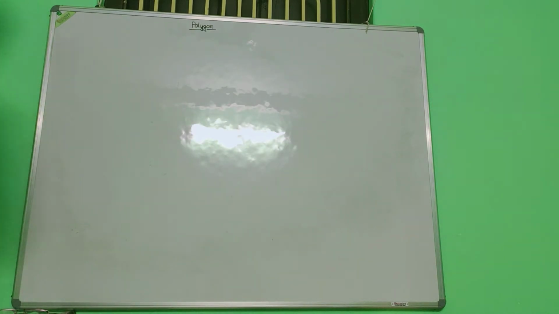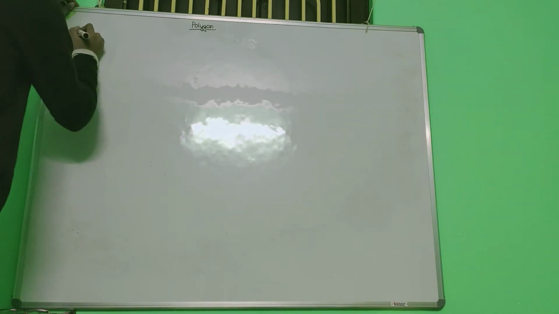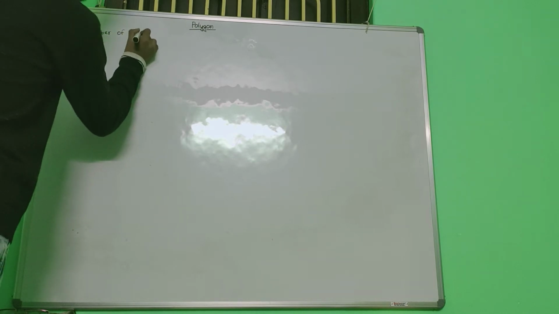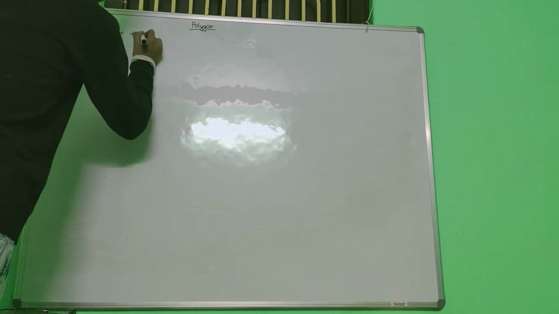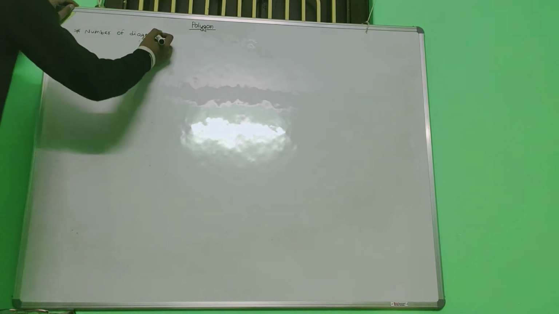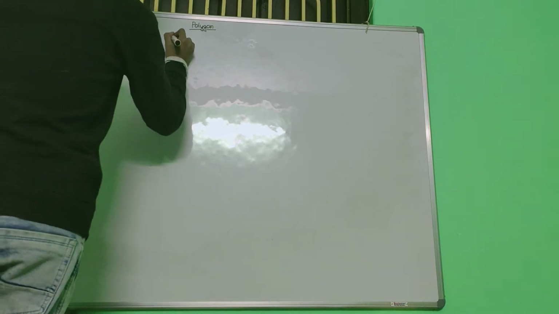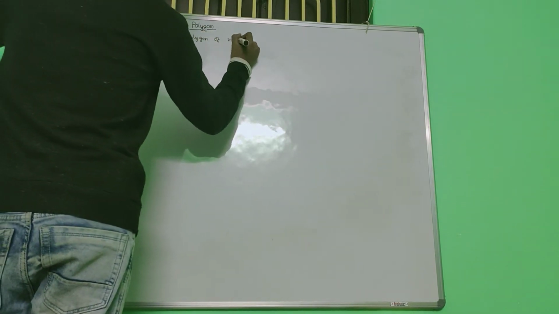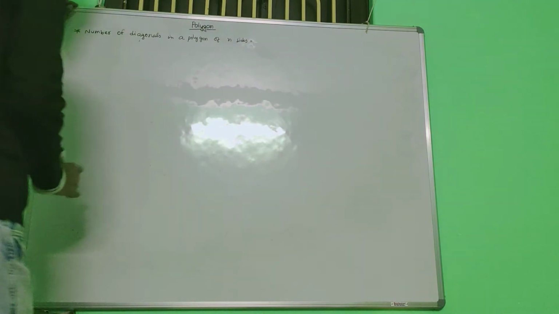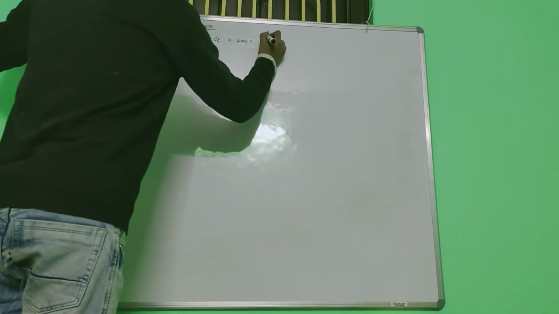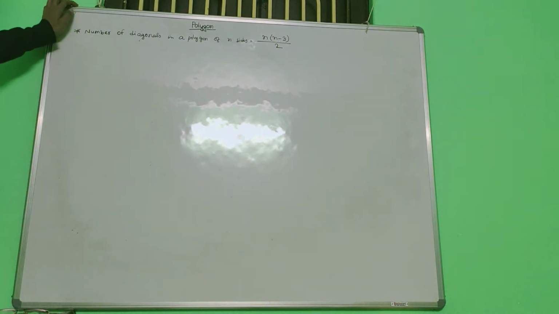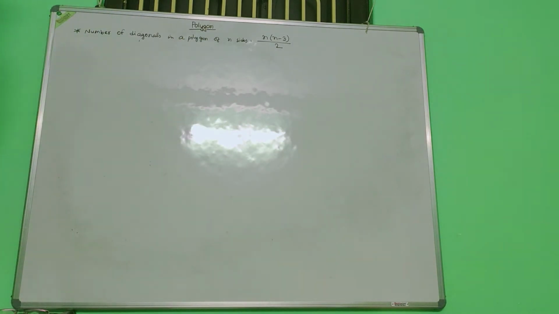Now we have to learn some of the formulas. The first one is the number of diagonals in a polygon of n sides, which is equal to n into n minus 3 divided by 2. Number of diagonals in a polygon of n sides will be equal to n into n minus 3 divided by 2.